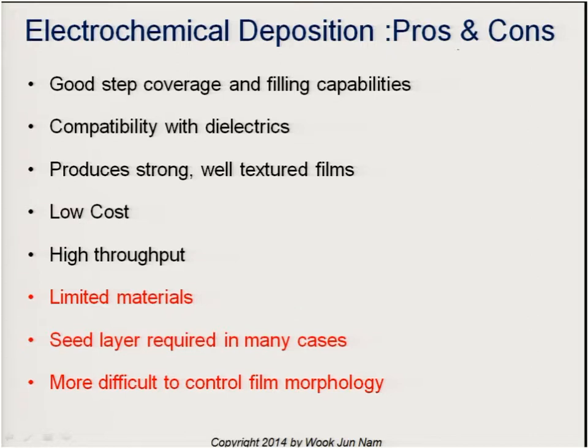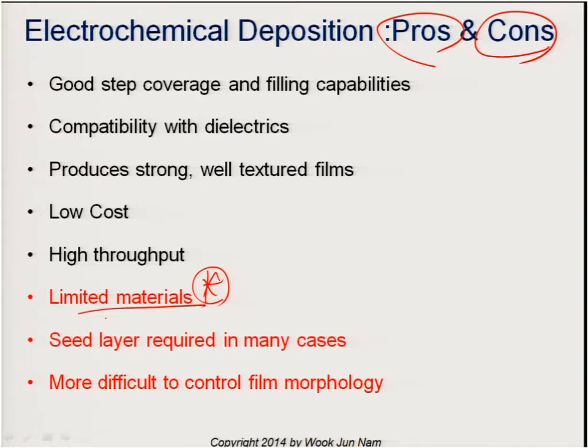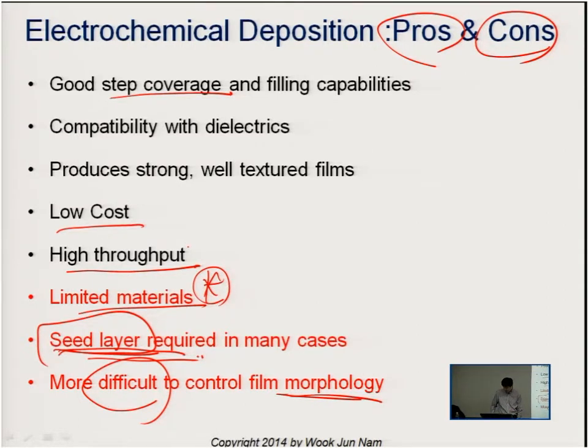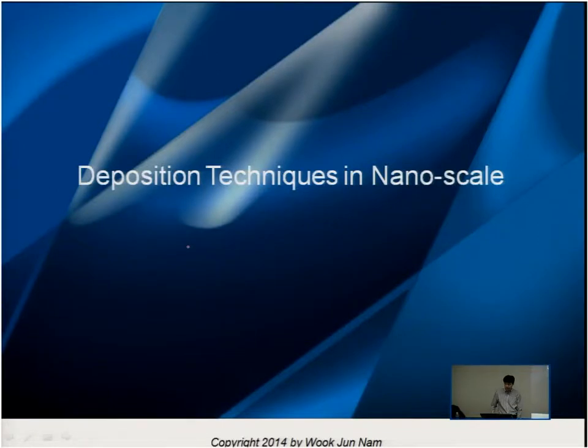There are pros and cons to this deposition technique. The con is that it does not cover all materials. There are some materials you cannot deposit using this technique, and it always needs a seed layer deposition. Morphology control is another problem. But it has good step coverage, low cost, high throughput, and it does not make any void structures inside the nano cavity.